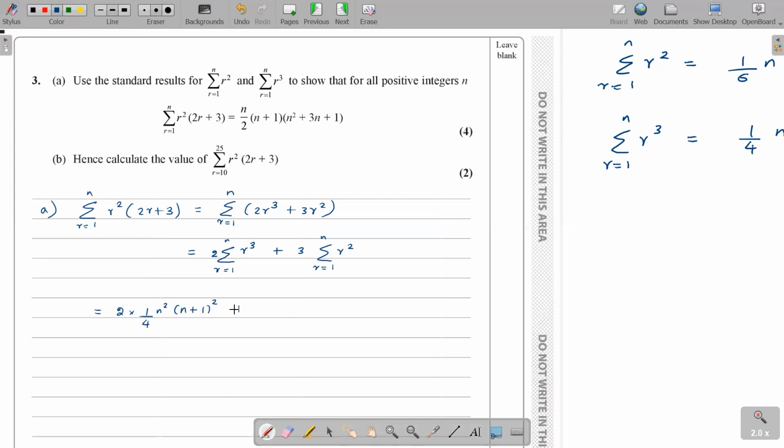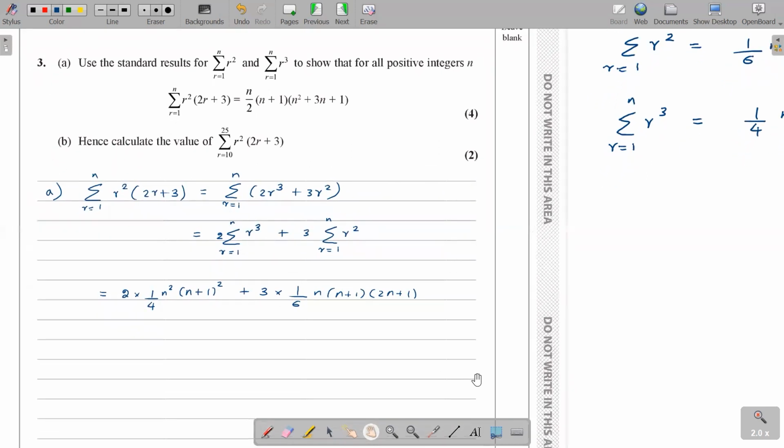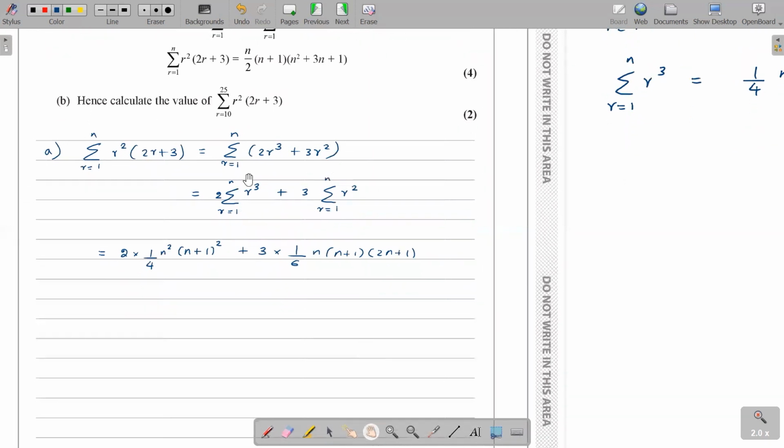n plus 1 squared plus 3 times this is 1 over 6 n plus 1 2n plus 1. Okay, so now we have to simplify this and get the show that. What is the best way to get the show that? Are you going to actually expand the entire thing? Definitely don't do that, right?